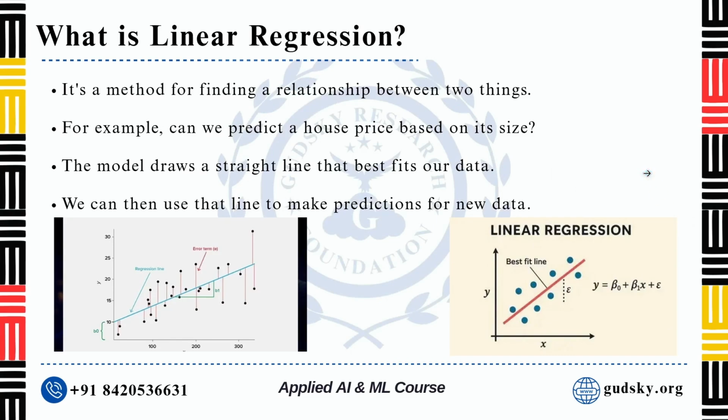So, what is linear regression? Think of it as a method for finding a clear, straight line relation between two different variables. For example, can we predict how much a house will cost just by knowing how big it is? The model's job is to look at all the data you give and find the single best straight line that passes through all those points. This line is what we will use to make all our predictions.